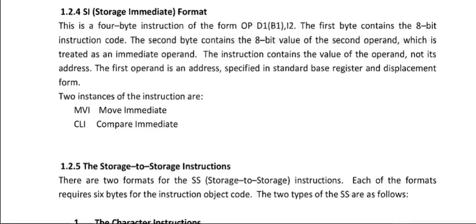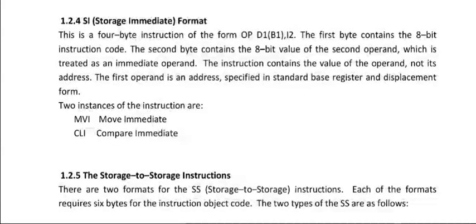Moving on to the fourth type of instruction format, that is the storage immediate. Even this is a 4-byte instruction of the form operand D1(B1), I2, that is the immediate operand. The first byte contains the 8-bit instruction code as usual. The second byte contains the 8-bit value of the second operand, which is treated as an immediate operand. The instruction contains the value of the operand, not its address.